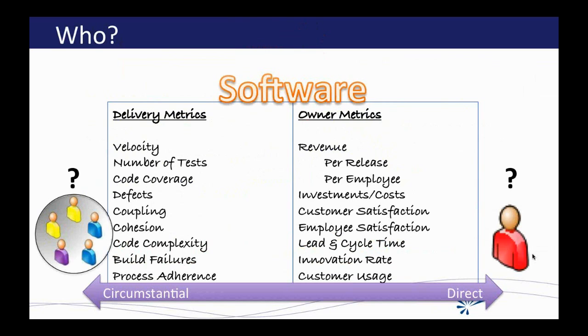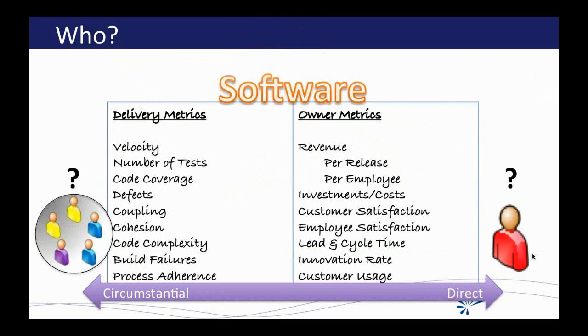Can we have leading indicators that are also on the right? Most of the metrics on the left, the circumstantial ones, are leading. Not all. Some of those are lagging, like maybe process adherence or code complexity. But the things on the right, not all of them are lagging. Some are leading, and it depends how you do it. Satisfaction could be lagging, but lead and cycle time is something you could find out real quick. Innovation rate, same thing.